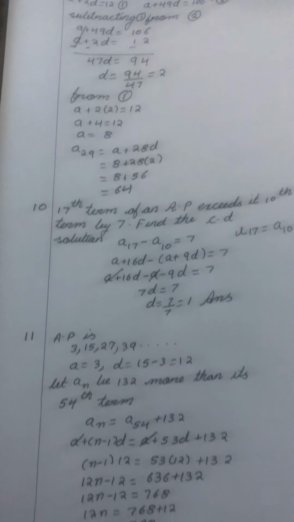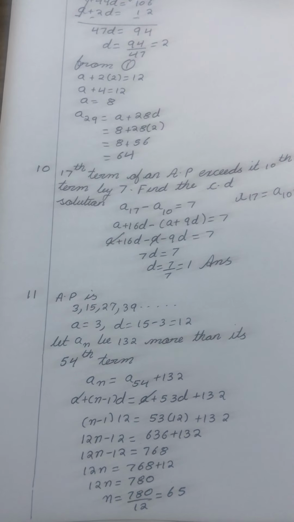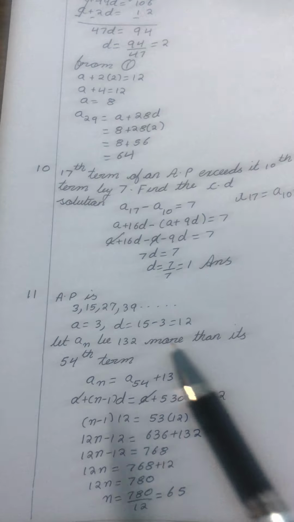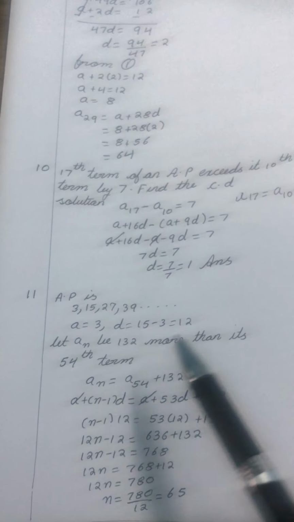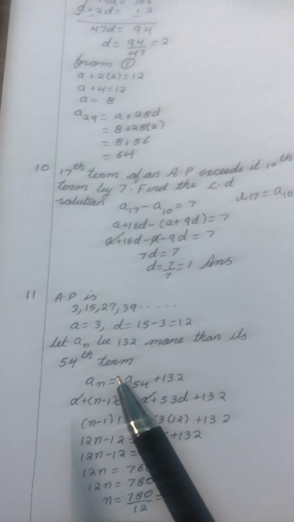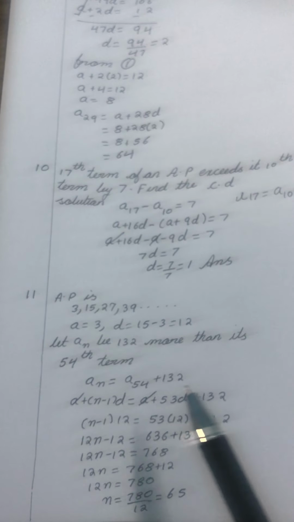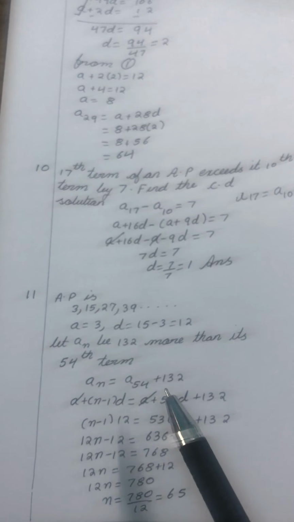Now question number 11. In question number 11, they are saying find which term of the AP 3, 15, 27, 39 will be 132 more than its 54th term. So they want to find such a term which is 132 more than its 54th term. Whenever we have to find any term in an AP, we suppose that term as an. So a is 3, d is 12. Let an be 132 more than its 54th term. So this information can be written this way: an equals a54 plus 132.